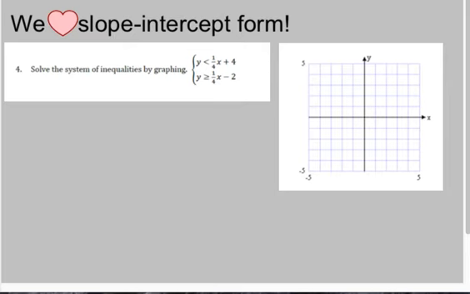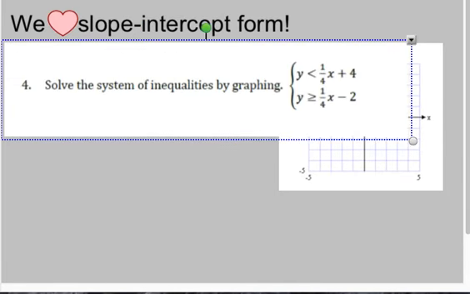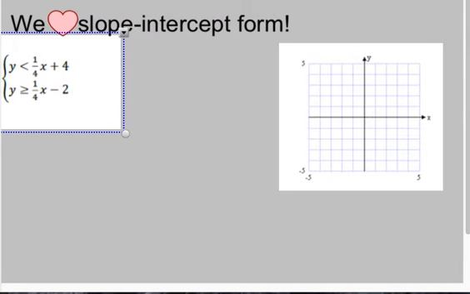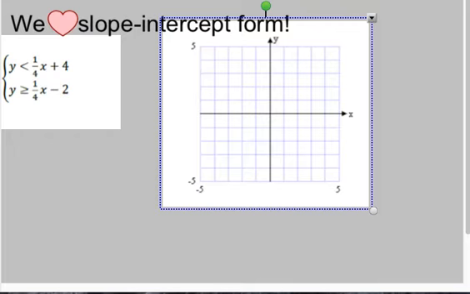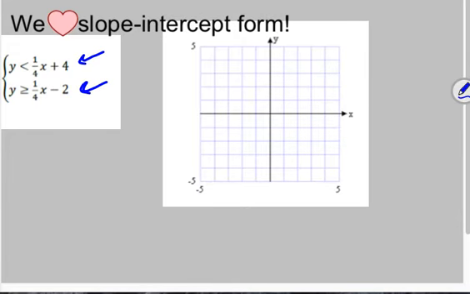Okay, we love slope-intercept form. Yes, we do. Here's our next one. And what I notice about this problem is they have the same slope. When lines have the same slope, they are parallel. So are these two lines the exact same line though? No, they have two different y-intercepts.